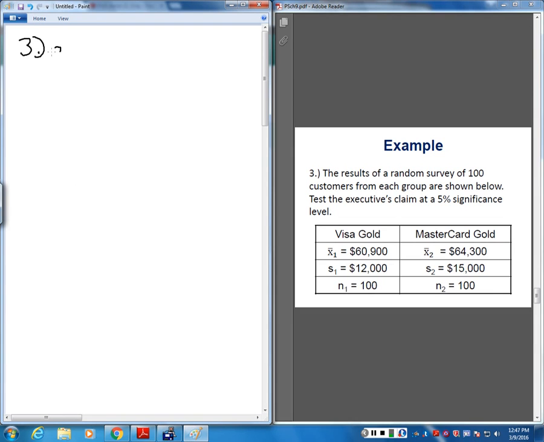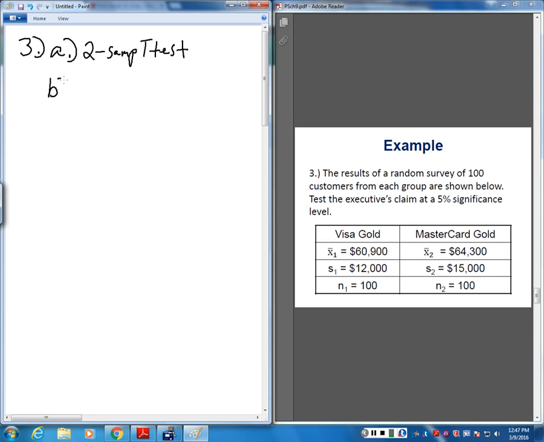The first step in this hypothesis test is to identify the type of test. Because we're testing two means, and we do not know the population standard deviation, this will be a two-sample t-test.